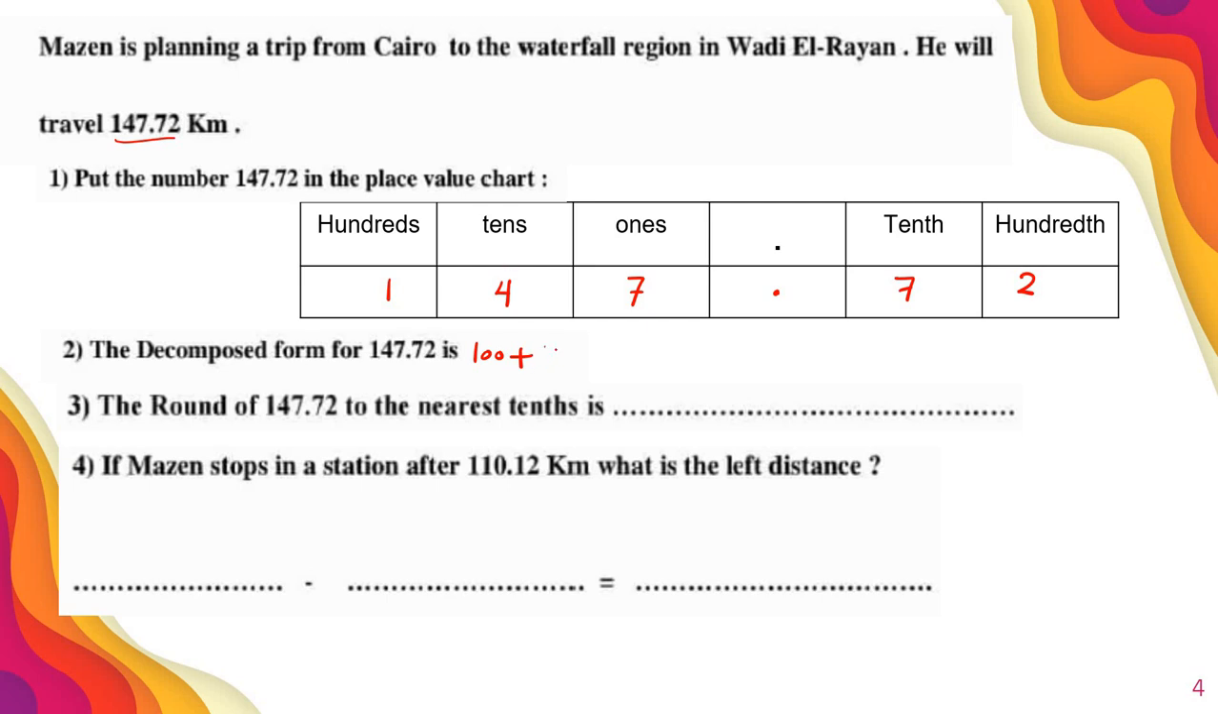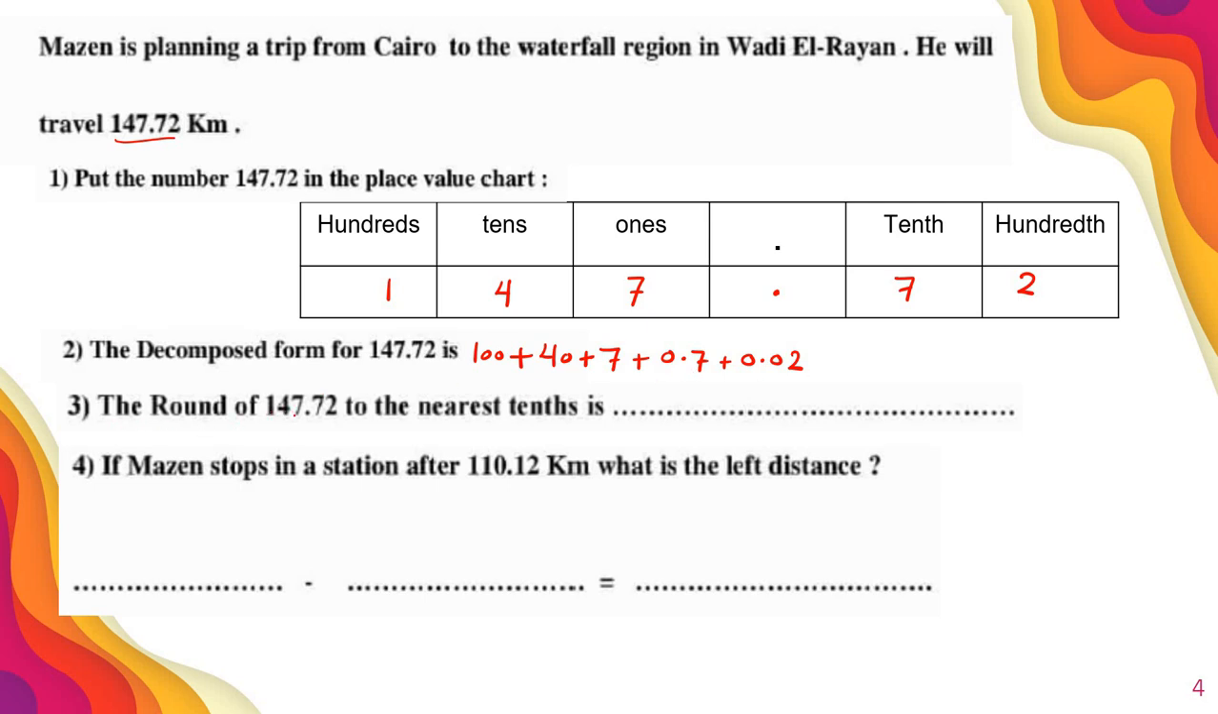4 in tens, it will be 40. Okay, plus 7 in ones, it will be 7. Plus, I don't put the comma, the decimal point. 7 in tenths, it will be 0.7. Then 2 in hundredths, it will be 0.02. So this is the decomposed form of the number.